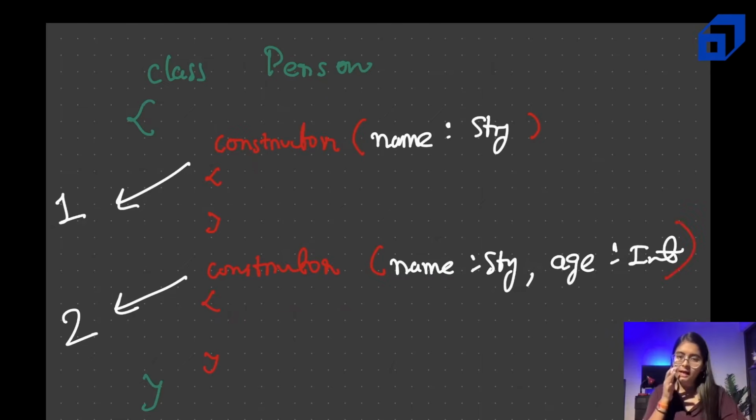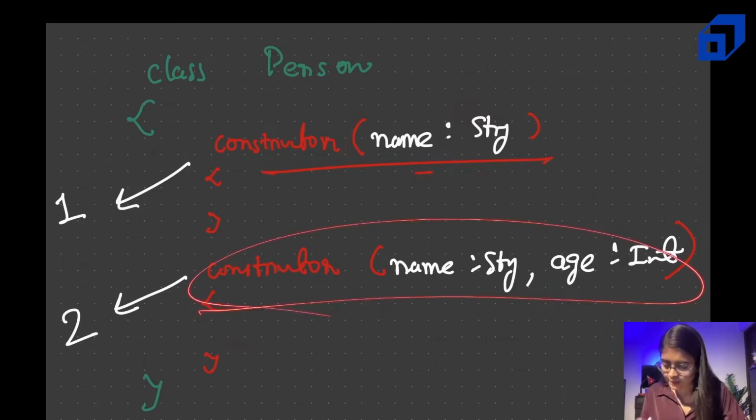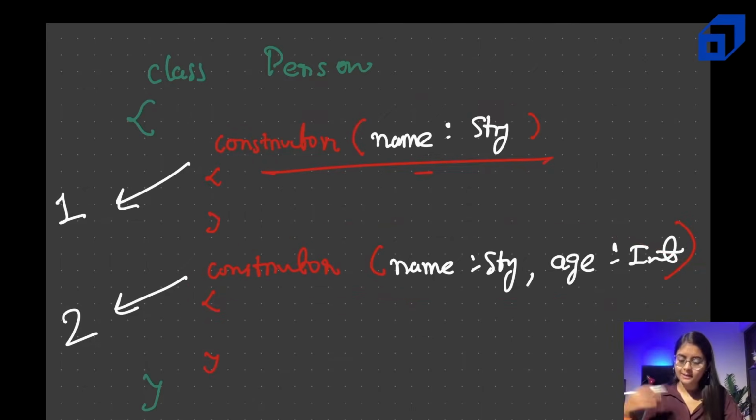So I have a class person here, and inside the class person I have two constructors. The first one is this one, I mean we don't have a specific name for it, but this one is having one parameter, right? And this is the second constructor, secondary constructor, in which we are having two parameters, two variables, okay.